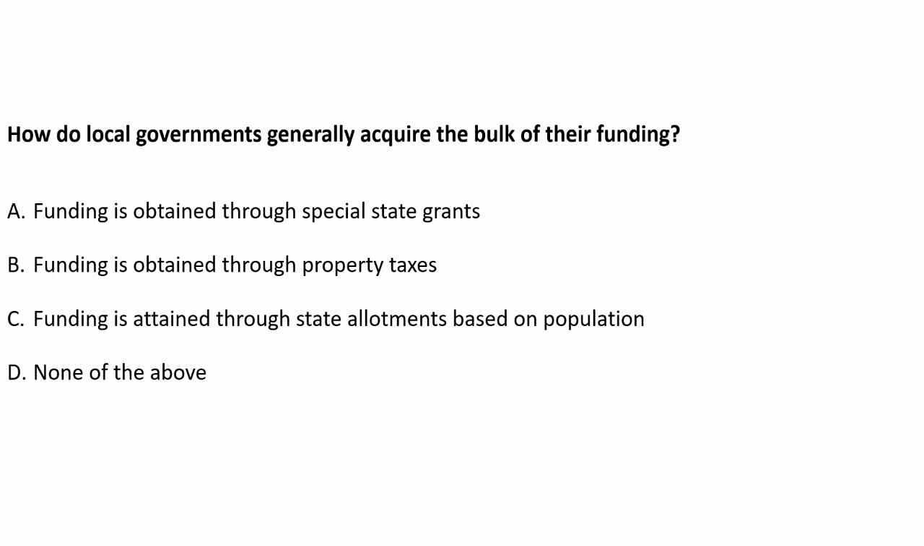Okay, question 3. How do local governments generally acquire the bulk of their funding? A, funding is obtained through special state grants. B, funding is obtained through property taxes. C, funding is attained through state allotments based on population. Or D, none of the above. The answer here is B, funding is obtained through property taxes.